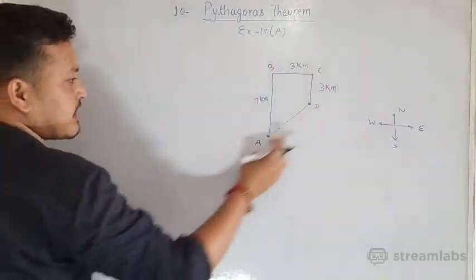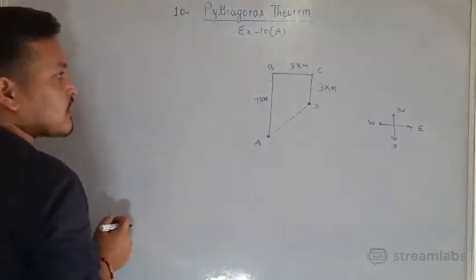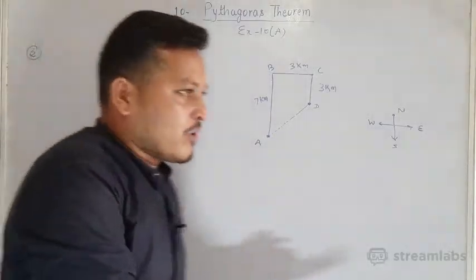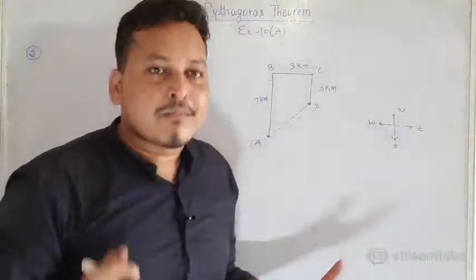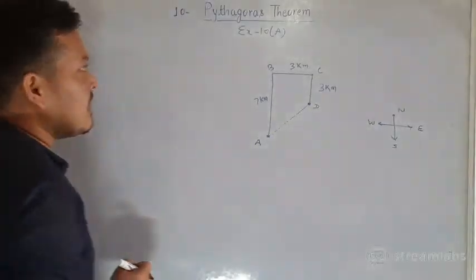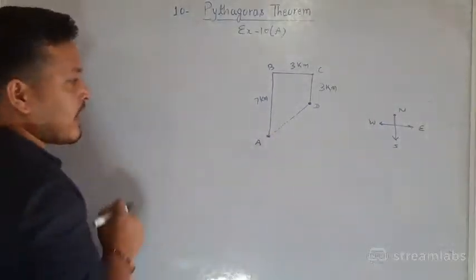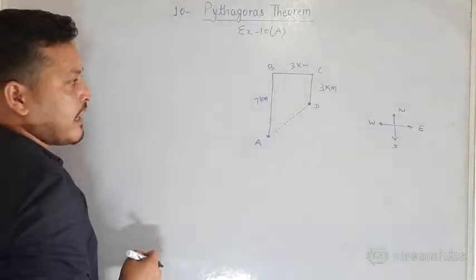Join the distance AD and calculate the length of AD. We have to apply the Pythagoras theorem, and for the Pythagoras theorem we need a right angle triangle. So how can we form the right angle triangle?